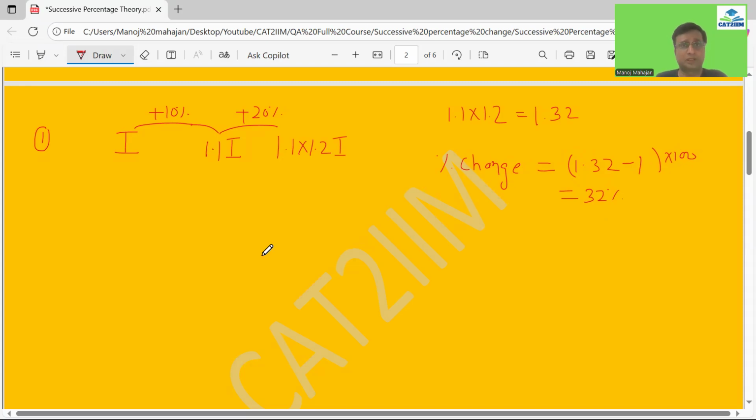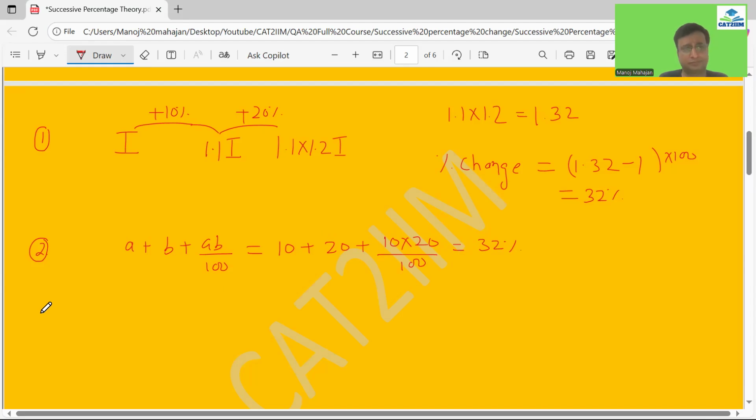So we learned the successive formula also of two changes. The second method we could have thought on this line of a plus b plus ab by 100. We can figure out the answer not necessarily using factors like 1.1, 1.2. We can use 10, 20, and 10 into 20 by 100. So what do I get? 32%.